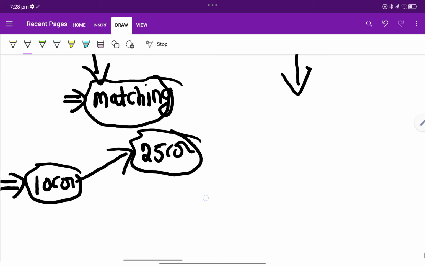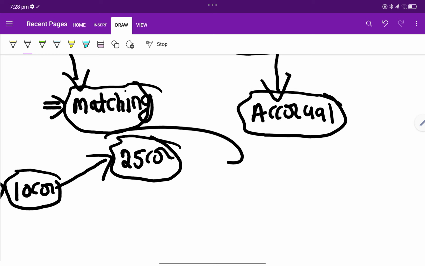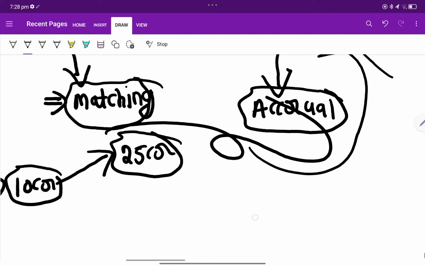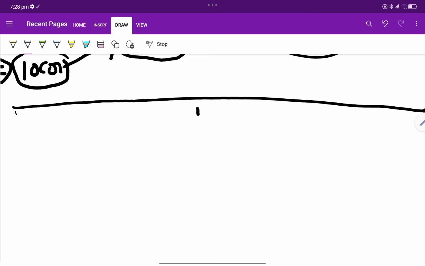Next is the accrual concept. These two concepts, the percentage of completion method is fulfilling. Do you understand this point? Yes, sir. Then how should I determine the percentage of completion?